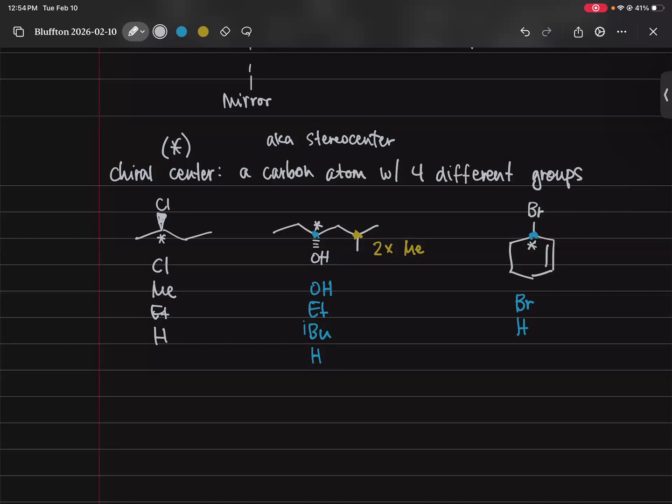What about the alkene carbons on the right? Those are not chiral because they've got a double bond. If you've got a carbon with even one double bond, it can have a maximum of 3 things attached to it. So it can't have 4 different groups, so it's not a chiral center.